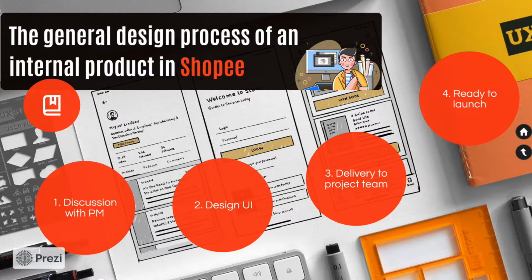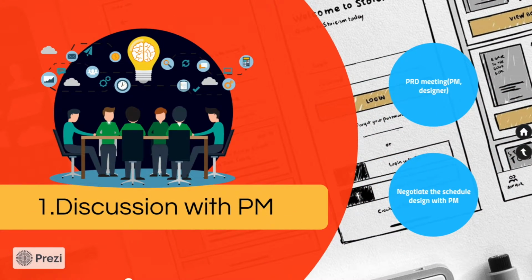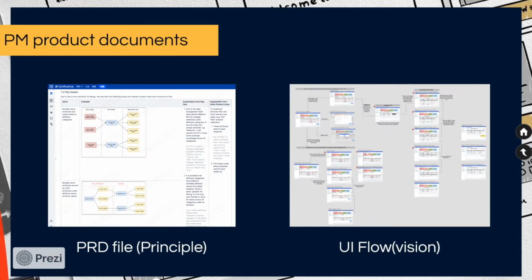Okay, now let's start by looking at the first point, the discussion with the PM. The designer communicates with the PM and the project team. In the first meeting, we meet with the PM and the team, and the PM will introduce the background of the project with the PRD document. Then they will introduce the UI flow draft. It lets the designer get a feeling of the vision.